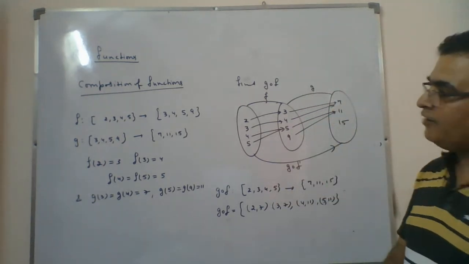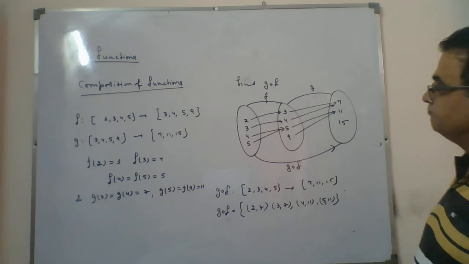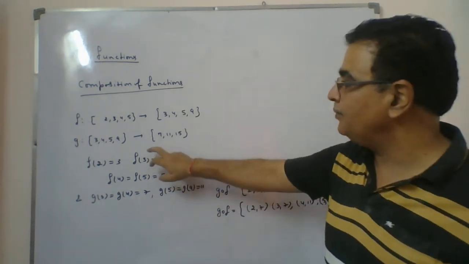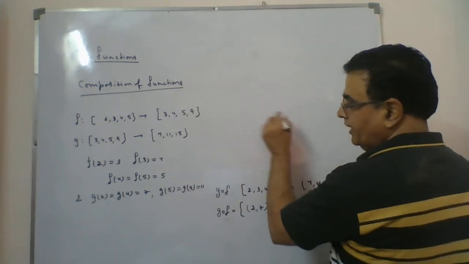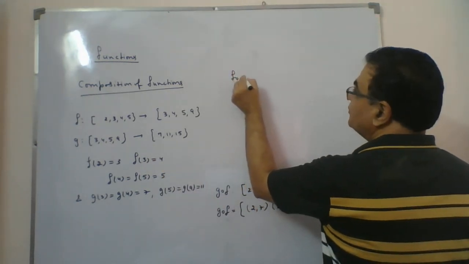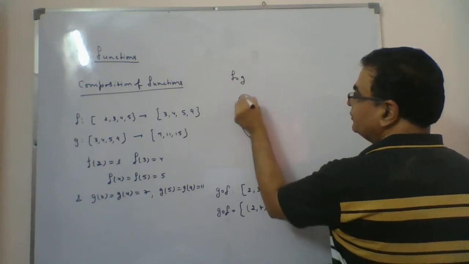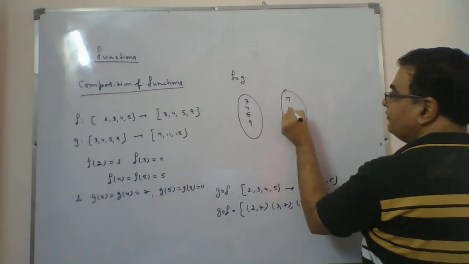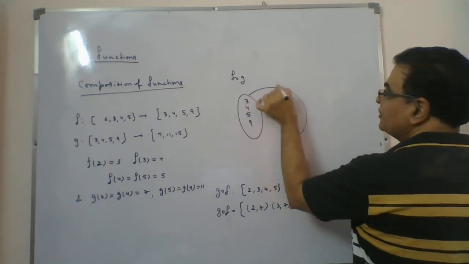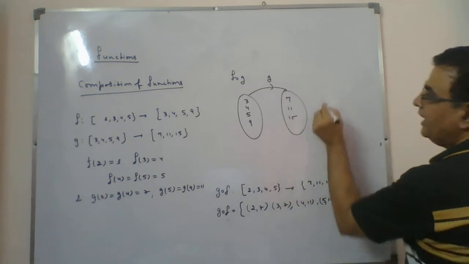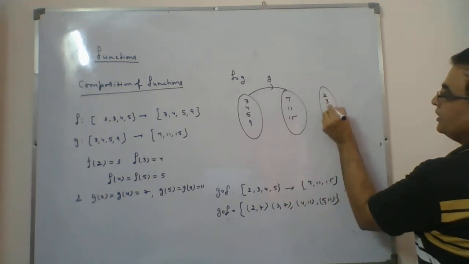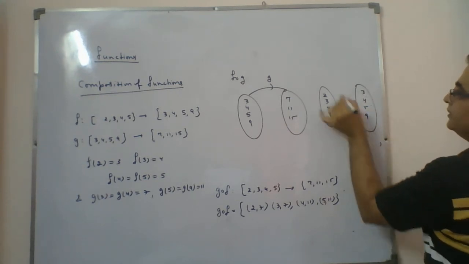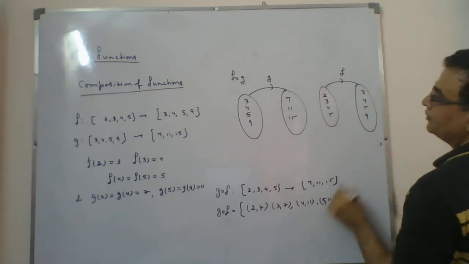Now if I say F composition G, then the diagram has to change. In that case, first set will be G. When you say it is F composition G, then first will be G: 3, 4, 5, 9, and here it comes 7, 11 and 15. So this is your set G. Then F comes out to be 2, 3, 4, 5 and here it will be 3, 4, 5, 9. This is your set F.